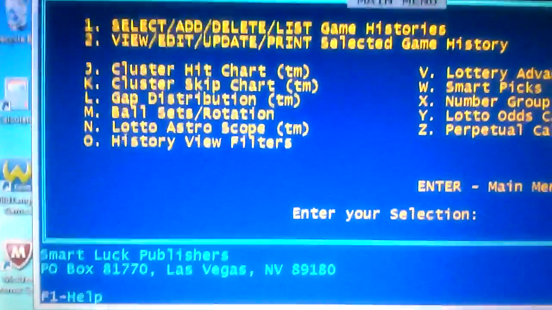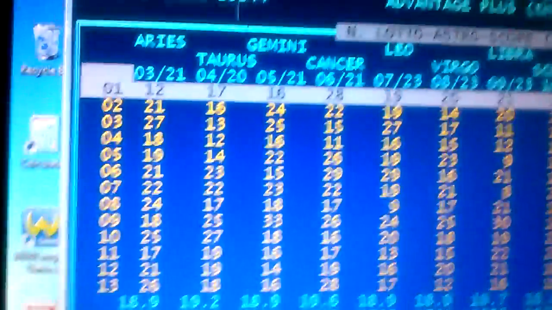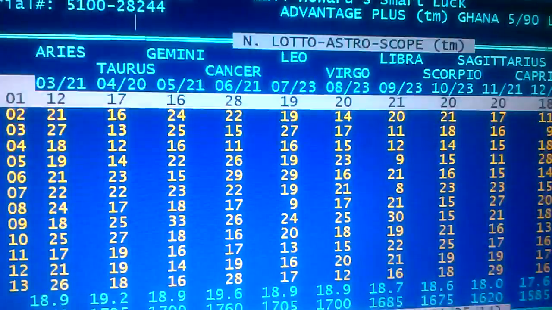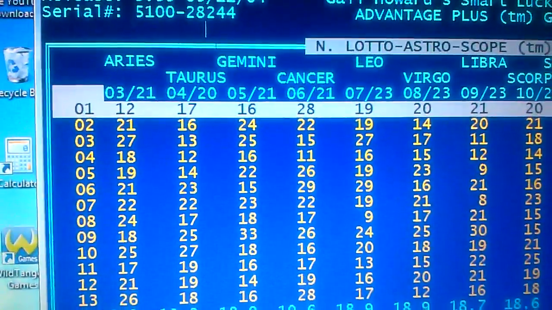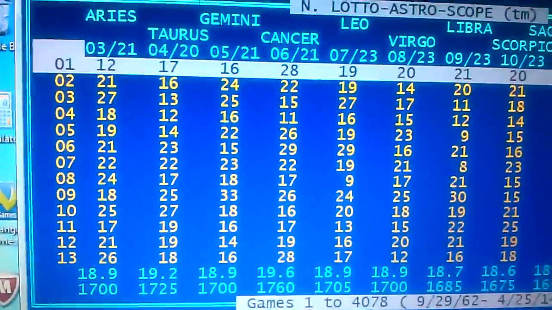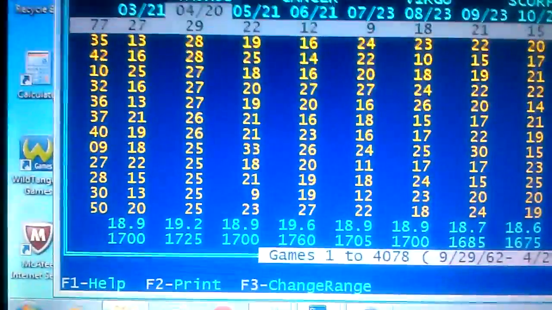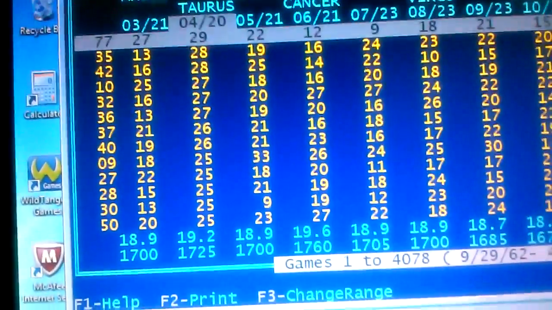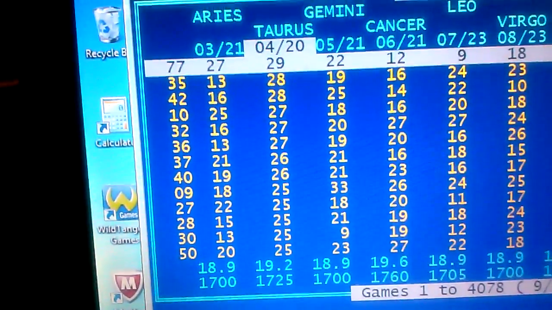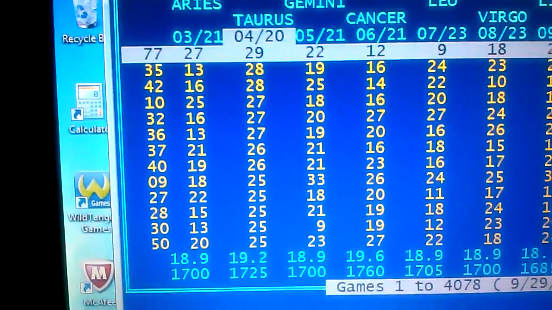Here is showing how I can also sort based on this chart here. It bases it on the astrological grouping, from the Aries, which is March 21st to April the 19th. And then of course you go on, but it tells you how the numbers have performed during those astrological times. Right now, we're here under Taurus. And you see the number that has hit the most under the sign of Taurus is 77, which has occurred 29 times.